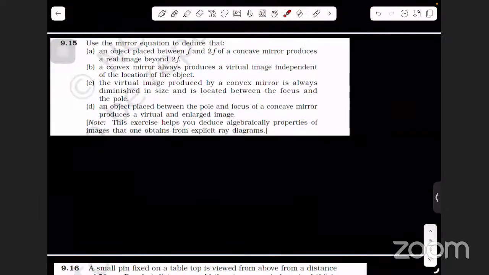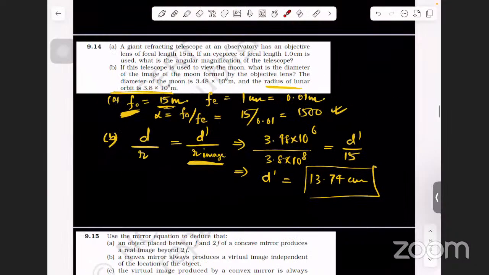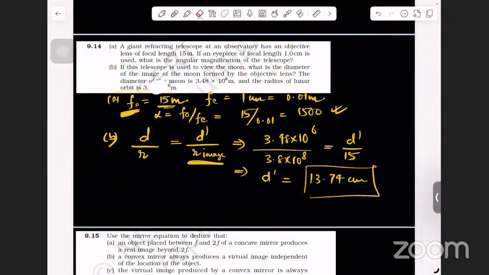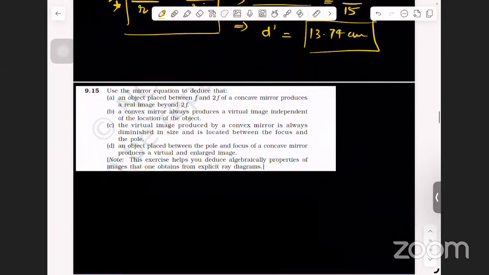Right. So let's move on to the next question. This question is also pretty easy. You just need to know this formula, the angular magnification, and that for an object at infinity, it will be a similar triangle satisfying this relation. Remember this relation.